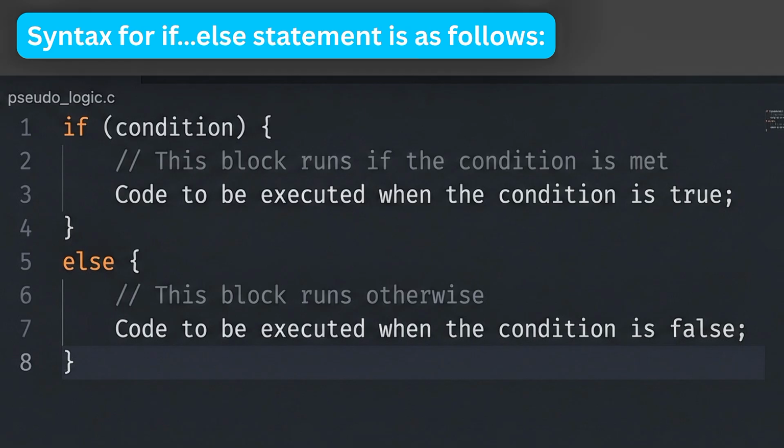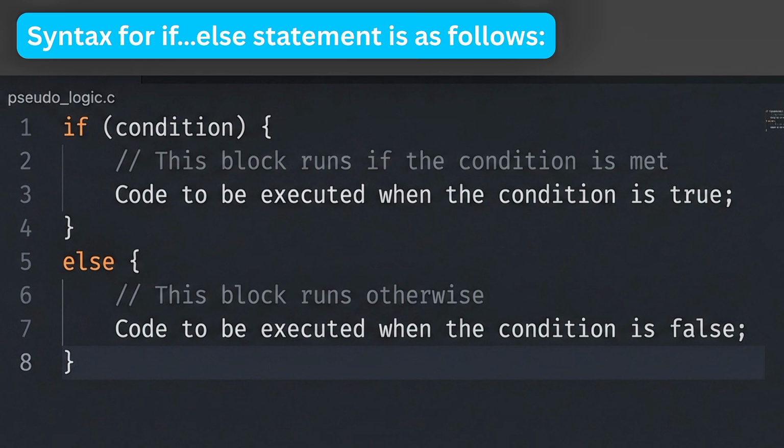Now that we've seen a real example of an if-else statement in PHP, let's take a moment to understand the general structure, or the syntax, of how an if-else statement works in programming. The syntax basically tells us the correct way to write the statement so the computer can understand and execute it properly. An if-else statement is made up of two main parts.